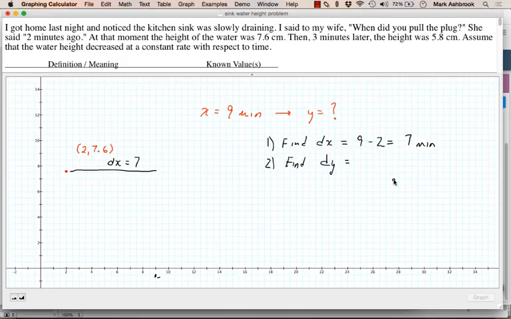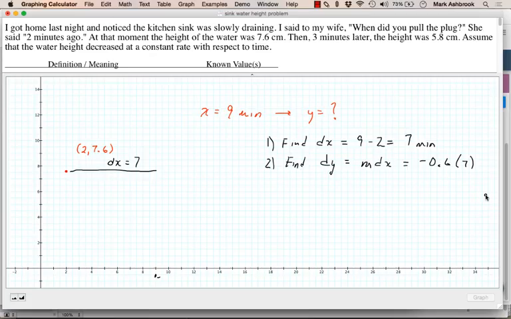All right, so do we have constant rate of change? If we have constant rate of change, we have this powerful way of finding what dy is, which is m dx. I just found dx. So what is my constant rate? Negative 0.6. And what does that constant rate mean? It means for any change in time, the change in height is negative 0.6 times the change in time.